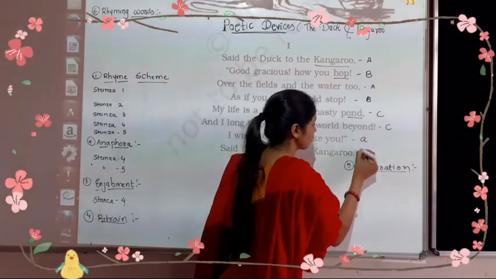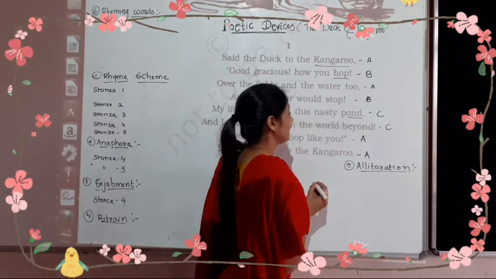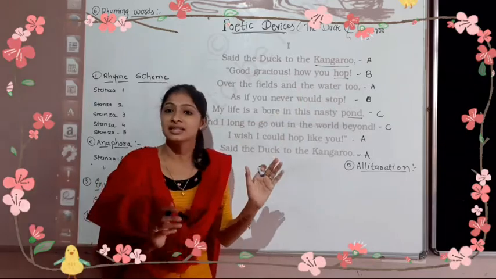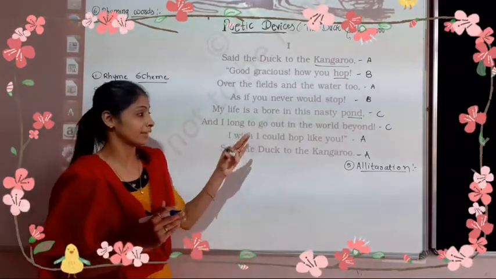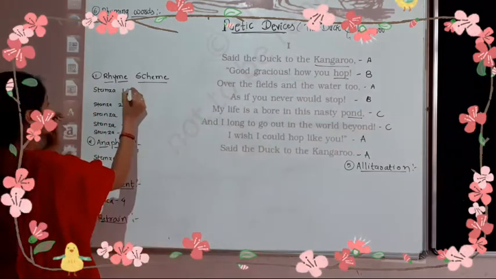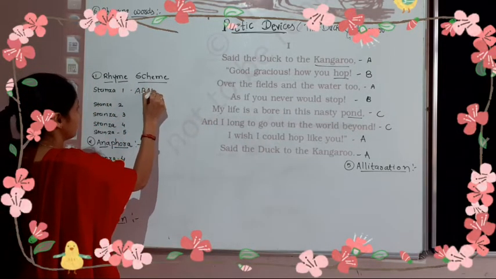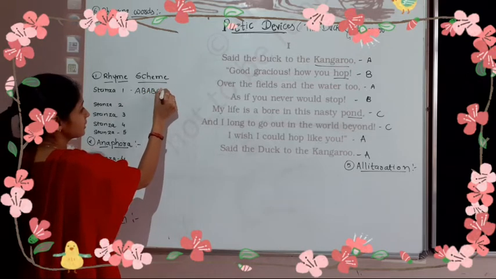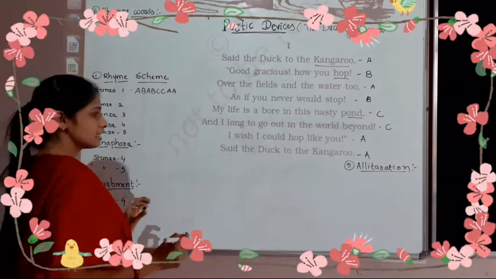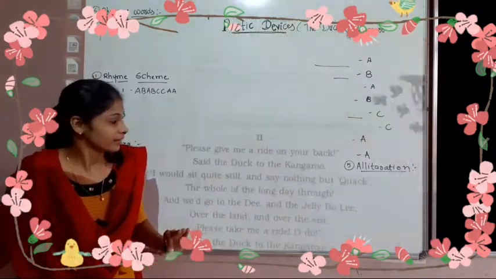A. Why will A come here, students? Because you and kangaroo have the same pronunciation as kangaroo and two. What is the first stanza's rhyme scheme? That is A, B, C, A. Now we'll see the rhyme scheme in the second stanza.